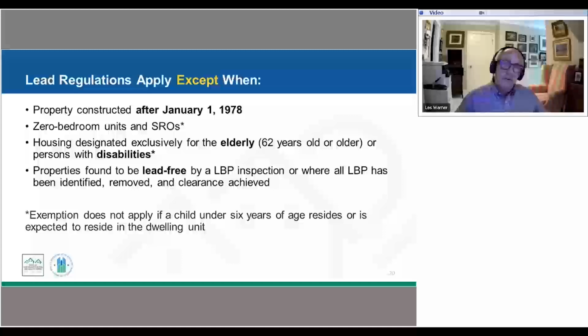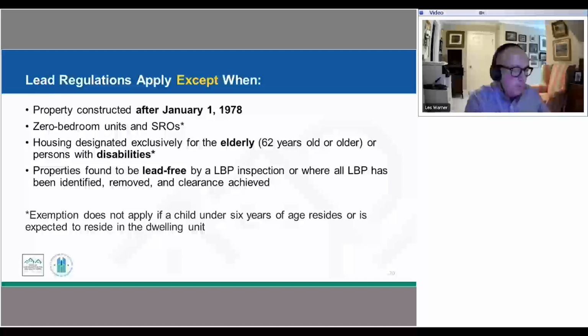Properties constructed after January 1st, 1978. So if it was built while Elvis was alive, it may have lead. After Elvis is gone, it should not contain lead, and so would be exempt. We talked about our zero-bedroom units, SROs. We've mentioned the elderly and disabled housing, and again, this is housing that is specifically restricted for elderly and those with disabilities. And then we may have properties that, even though they were built prior to 1978, have been inspected and found to be lead-free.